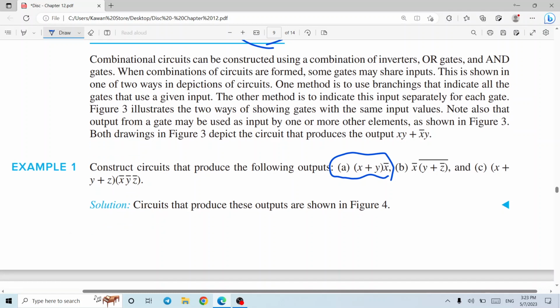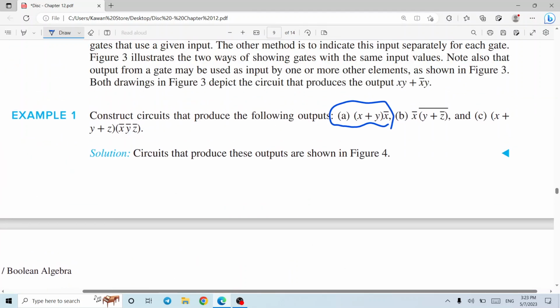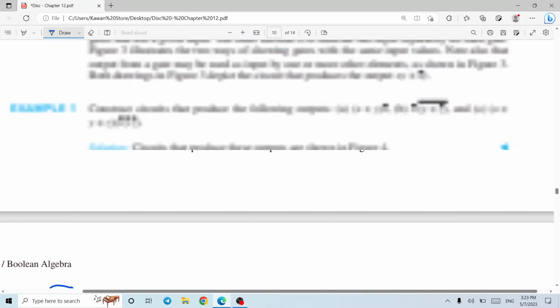Now, look at here. We have x plus y multiplied by x complement. So we have two things, right? At the basic level, I have x and y. I should start with x and y because I have two parts. That's why we have two things. So, x and y, look at here.